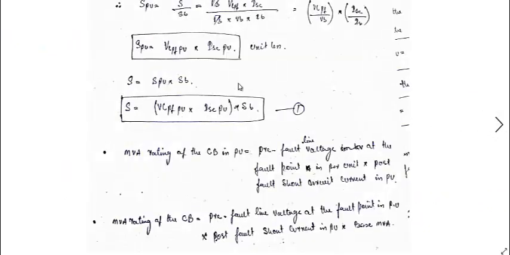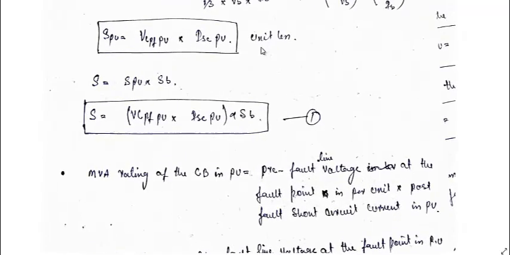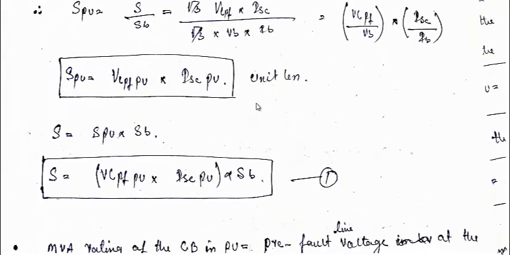So in per unit, S per unit will be equal to S divided by SB. So S is equal to √3 VLPF multiplied by ISC divided by √3 into VB into IB. Let us zoom it a bit. So √3 cancels out, equal to VLPF divided by VB into ISC divided by IB. So VLPF divided by VB is VLPF in per unit, and ISC in per unit. So in per unit, this will be the value of the circuit breaker rating, and it will be definitely unitless.